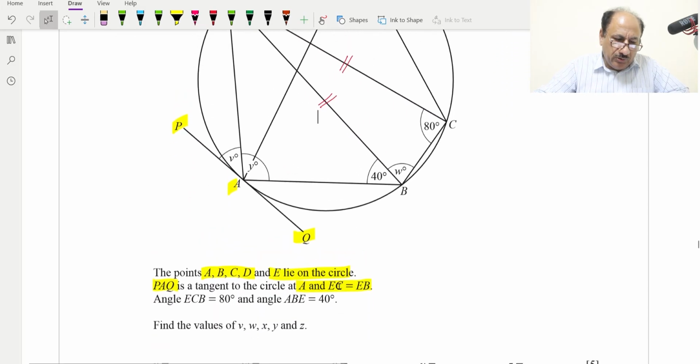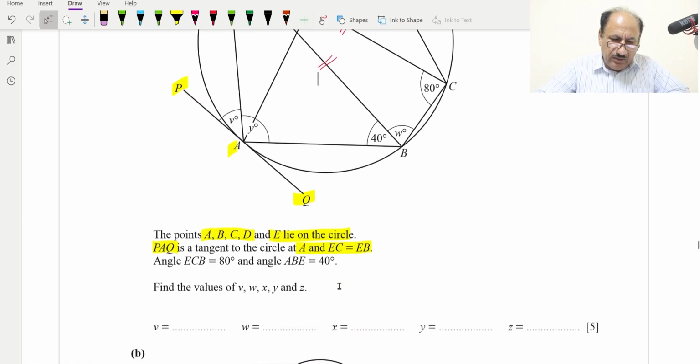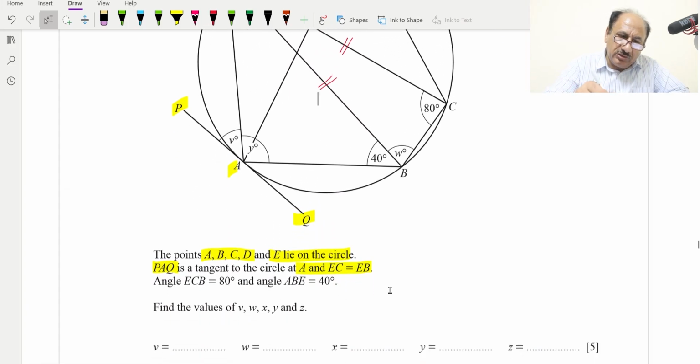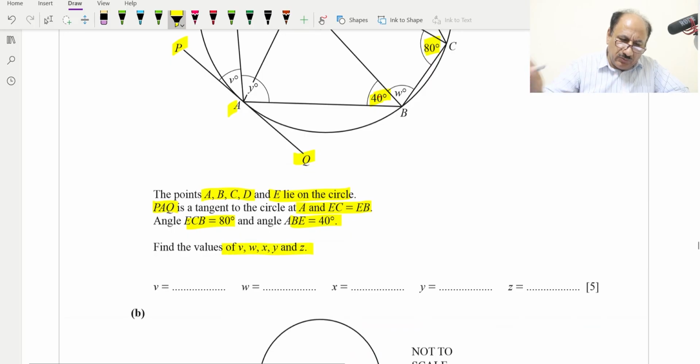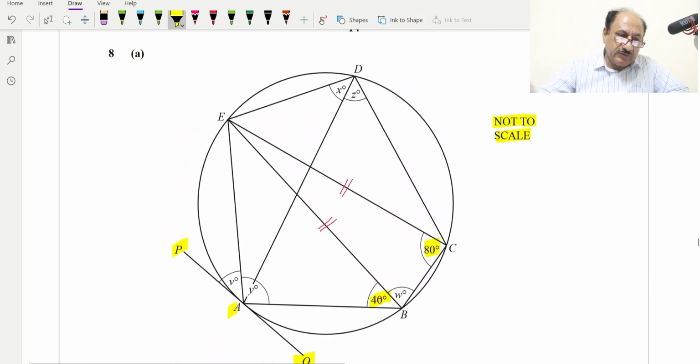Angle ECB is equal to 80, which is mentioned, and angle ABE is equal to 40. Okay, good. So this one is 40 and this one is 80, and these two pieces of information are provided. Then they are saying, find the values of V, W, X, Y, and Z. All these values we have to find, and each value is for 1 mark, so you'll be getting 5 marks for this.